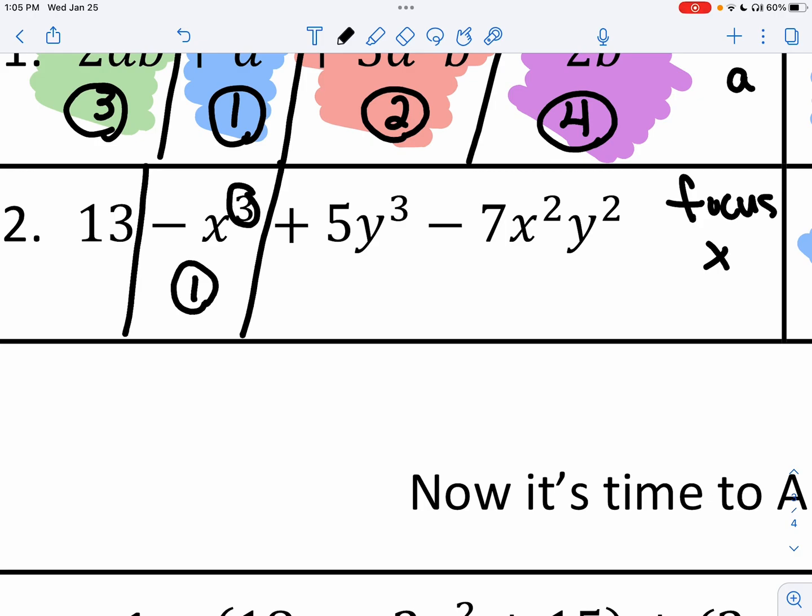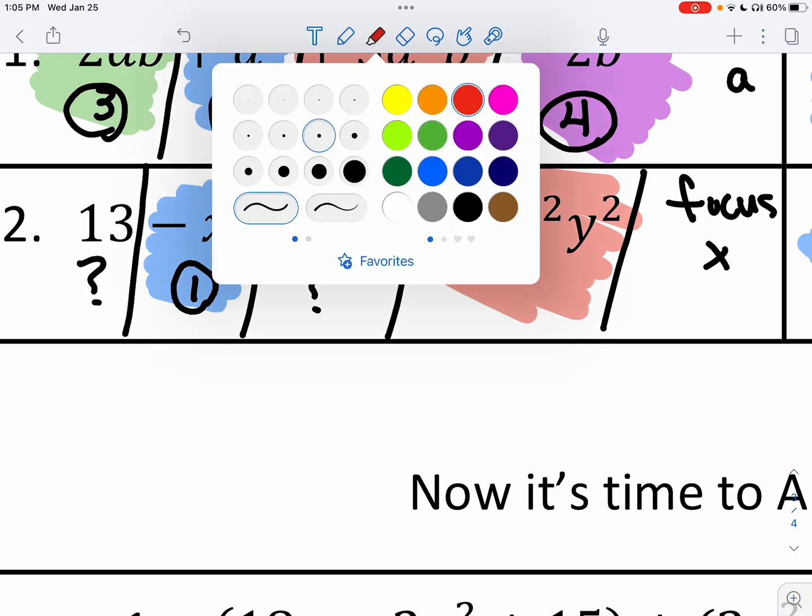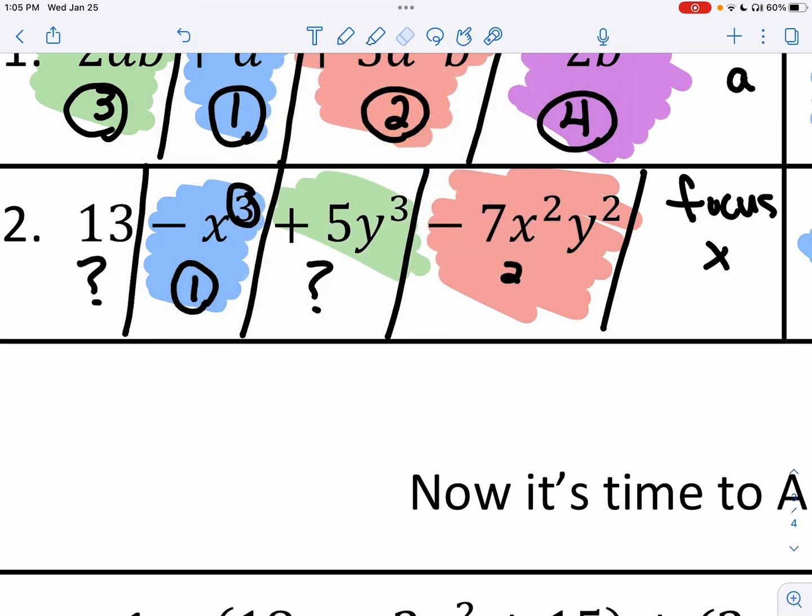X has an exponent of 3. So I can highlight that in blue. Now for red. Again, focus on x, please. Let's see, no x. Here it is. This one has an x to the 2 power, so I'm going to focus on that one next. That's number 2. Let's find number 3. Since I don't have any other x's, I have to ask which one goes first. To be honest with you, in Algebra 1, I'm fine with you putting either one first. I'm going to put this one next because it has a variable. So I'll call that one number 3, and I'll count this one as number 4.